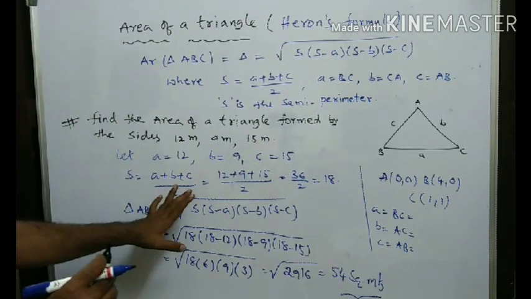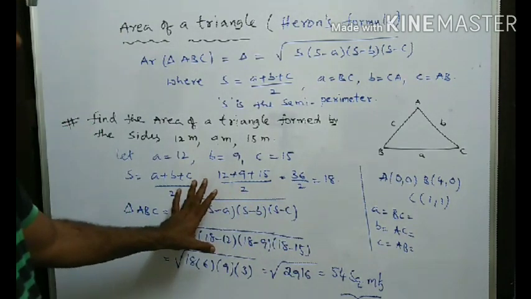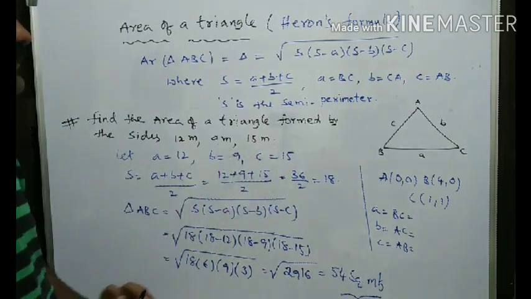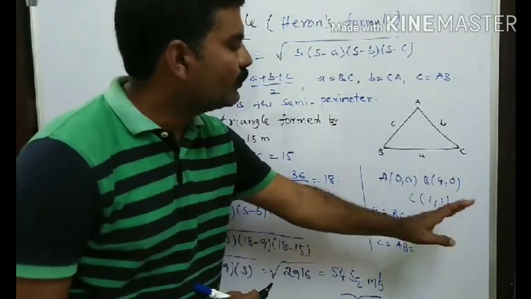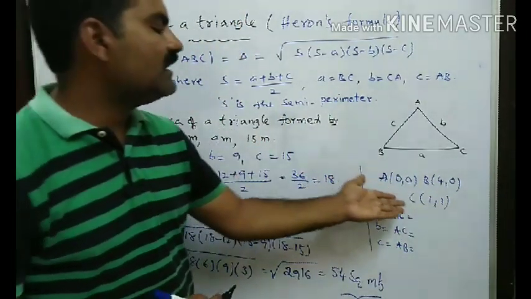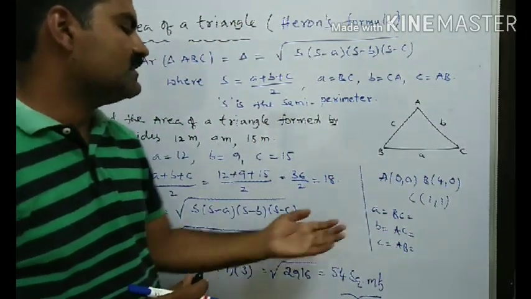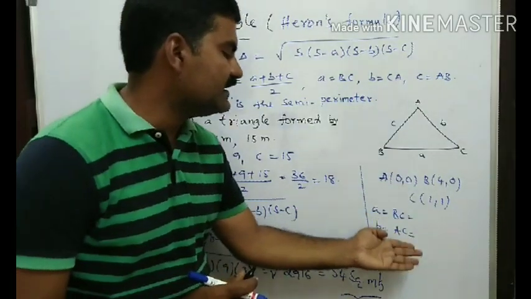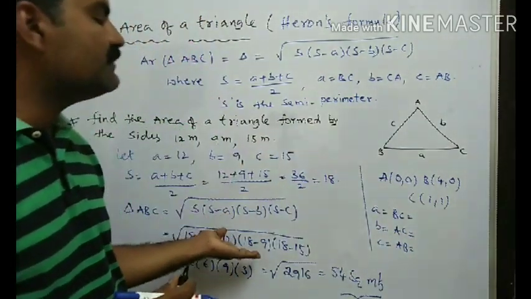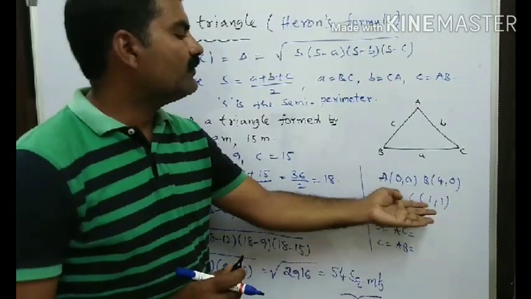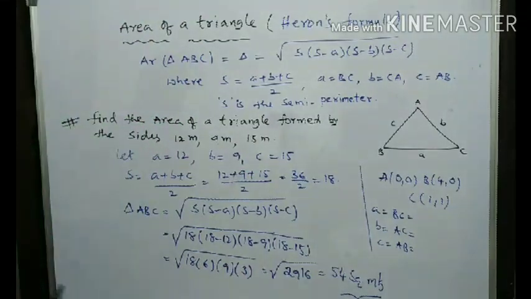But my dear, this is suggestible only when you know sides. When you know vertices, we can also apply it, but it may take a lot of time unnecessarily because of finding distance 3 times and then entering into this method. Better you can go with the formulas we discussed earlier.